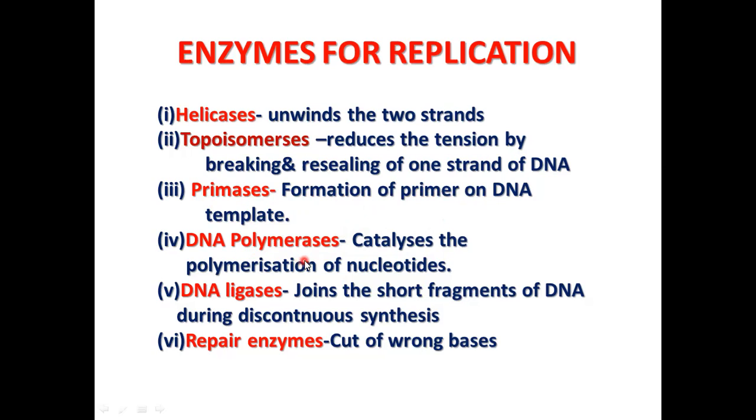So DNA polymerases catalyze the polymerization of nucleotides. See, the formation of a new strand is a polymerization reaction, isn't it? So the monomers are nucleotides. These monomers are picked up and joined. This process is called polymerization. As the name indicates, this is done by DNA polymerase. There are three kinds: DNA polymerase 1, DNA polymerase 2, and DNA polymerase 3. DNA polymerase 3 actually synthesizes the new strand.